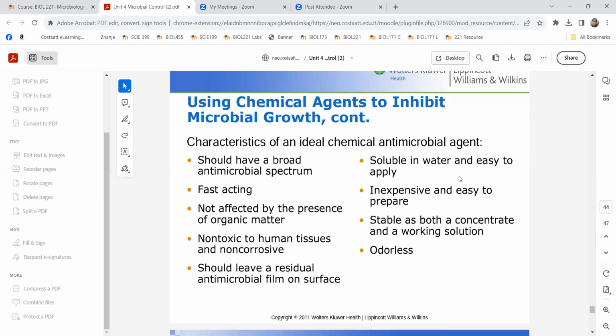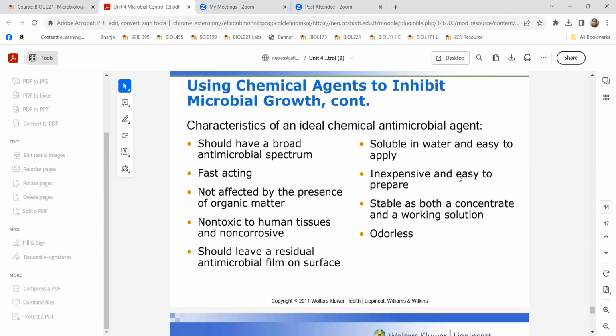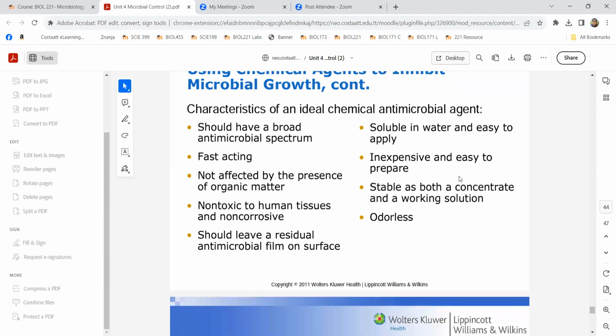An ideal antimicrobial agent should have a broad spectrum, meaning it kills multiple organisms. It should be fast acting. It should not be affected by the presence of organic matter. It should not damage humans. It should leave a residue so that it lasts long after. It should be odorless, inexpensive, and soluble so that you can have dilutions that are also effective.